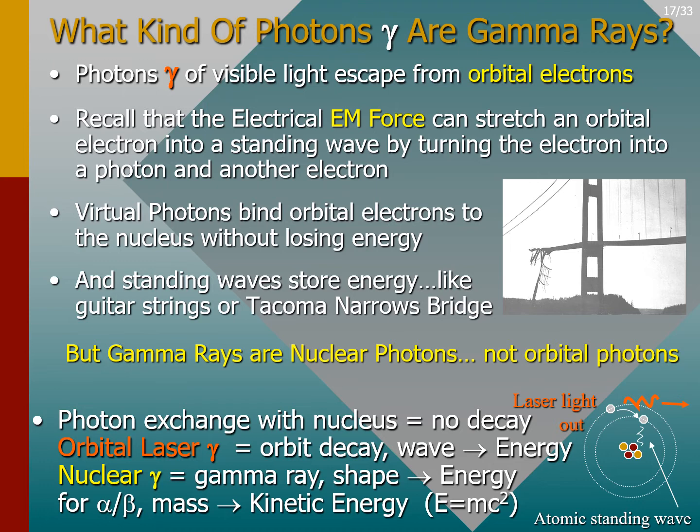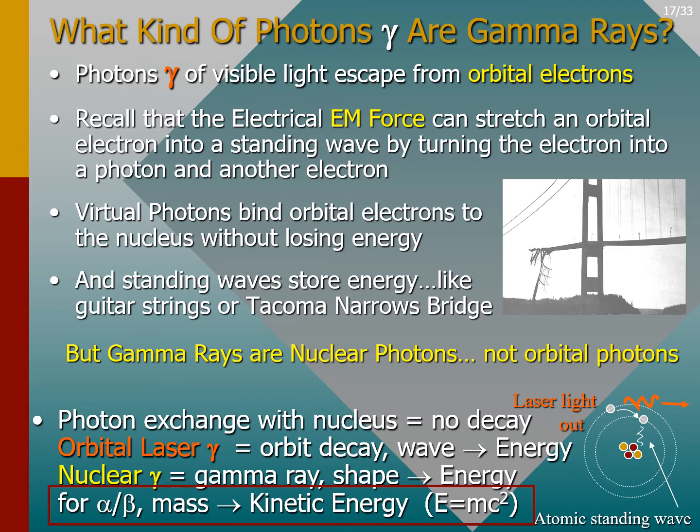The energy for gamma radiation doesn't come from the orbital electron standing wave. It comes from shape changes in the nucleus that usually happen after an event like alpha decay. Physicists have shown that gamma rays should also be present if cold fusion ever happens, and so far no one has measured any cold fusion gamma rays. But for alpha and beta radiation, the nucleus is the source of energy in a different way than gamma rays.